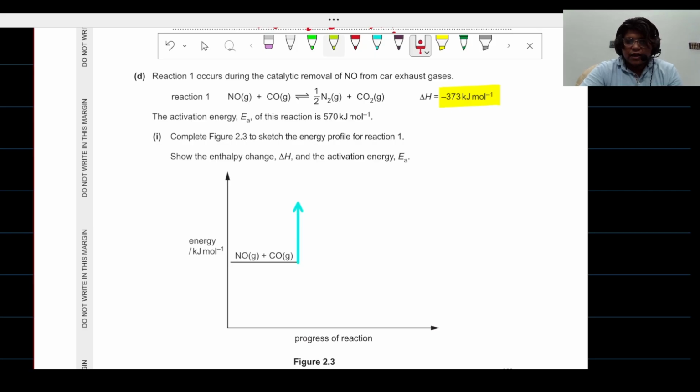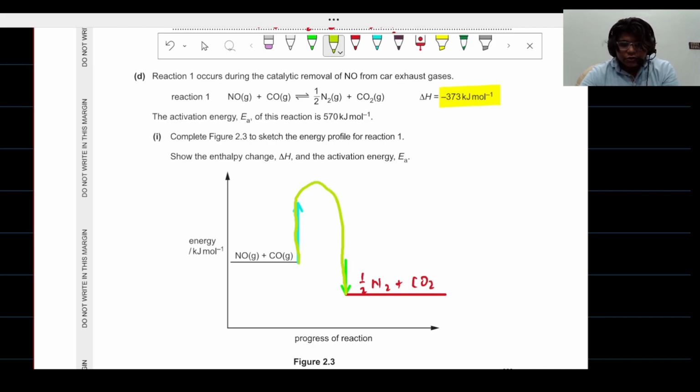So when I make this hump, I'll just label the two things first. This is my activation energy and this would be my enthalpy change in comparison to my activation energy. Now I will draw the products first. Let's label it: this is half N2 plus C. Now let's make the diagram. It will be something like this. It will go up with a hump, and then it will come down. So this would be the energy profile diagram.